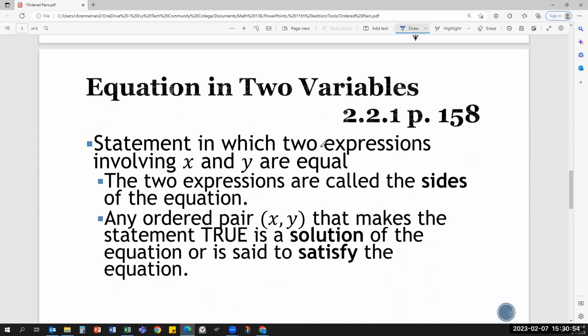All right. So then we have equations that have ordered pairs as their solutions. And so these are equations in two variables. They're giving a relationship between the variables x and y. So we have two expressions involving x and y set equal to each other. And so any ordered pair, an x and y combination that makes the statement true, is a solution of the equation. And what we end up typically with these is a whole bunch of solutions, but they're going to follow a certain pattern.